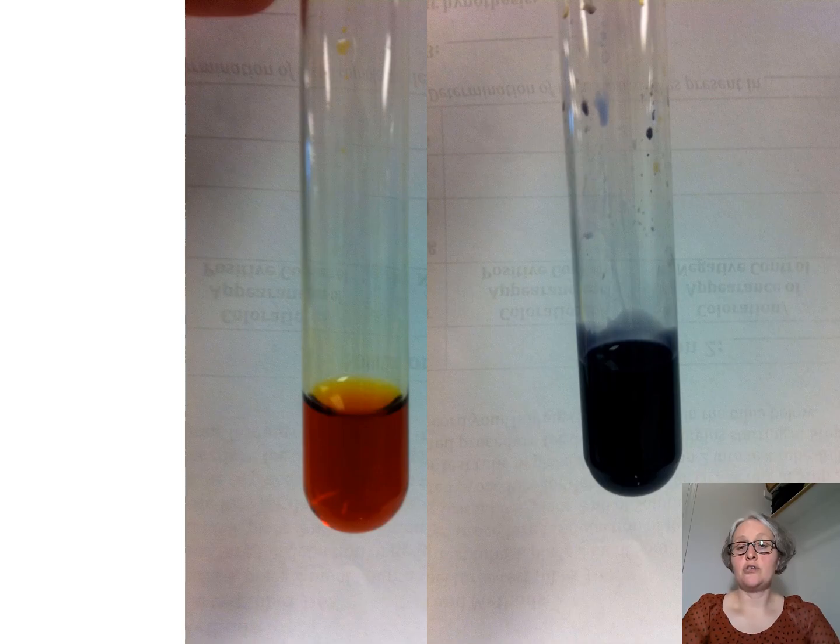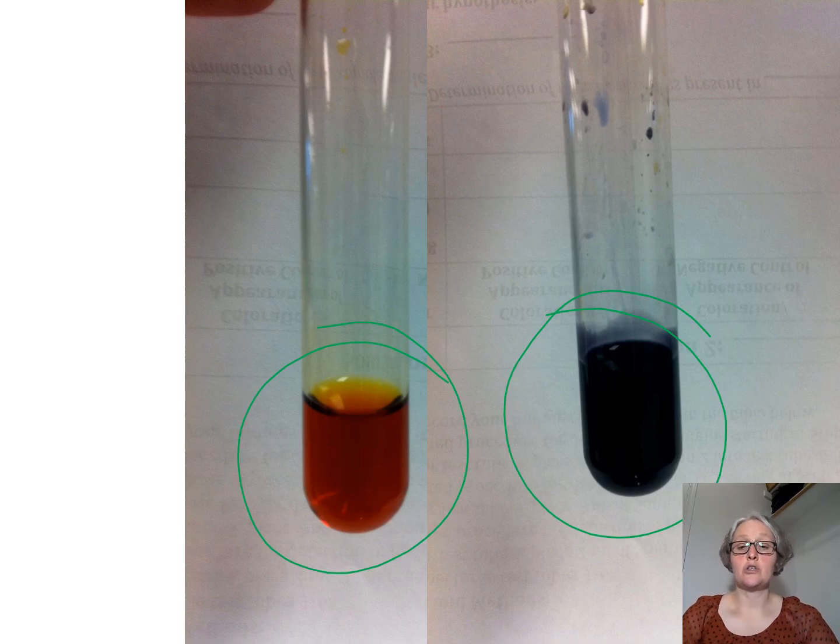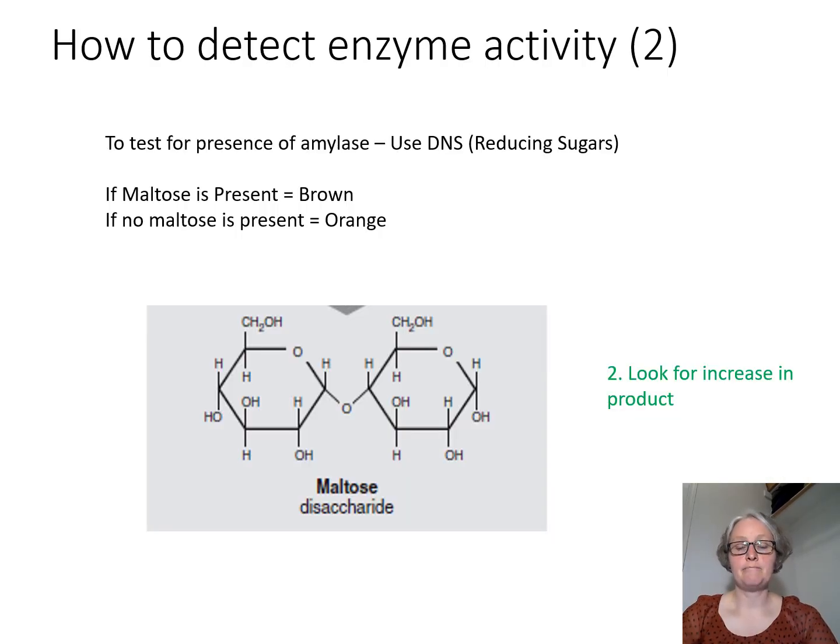Again, here are the colors that you should know. Iodine in the presence of starch stays black. Iodine, when there is not starch, turns sort of a yellowish amber color.